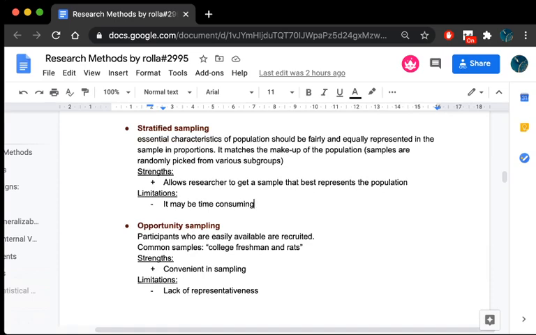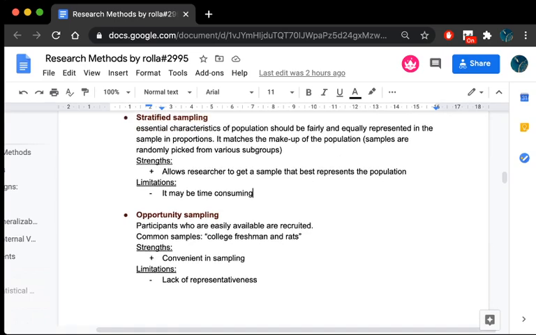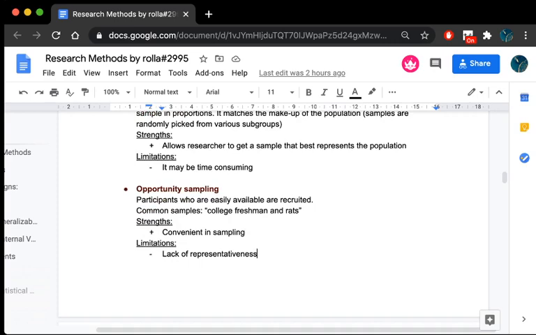So this is good if you want to get a sample that represents the population with relevant characteristics, but it can be time consuming to do that procedure. And then we also have opportunity sampling. So these are usually college freshmen and rats. It's very easy to sample them, but most of the time they only represent college freshmen, and that's not a very good representation of a population.